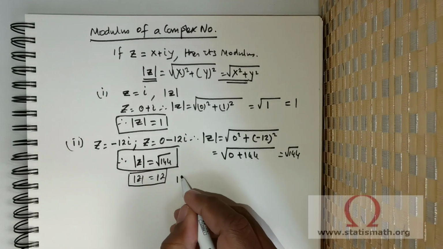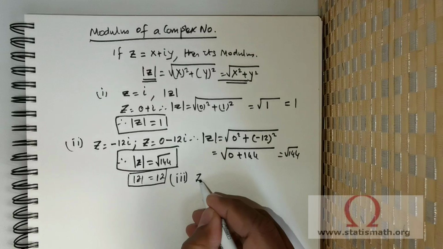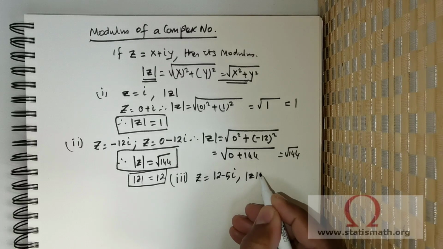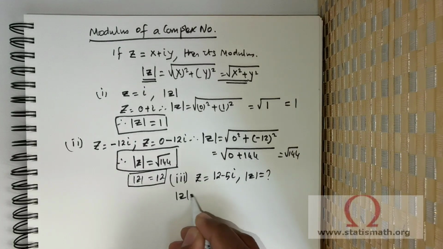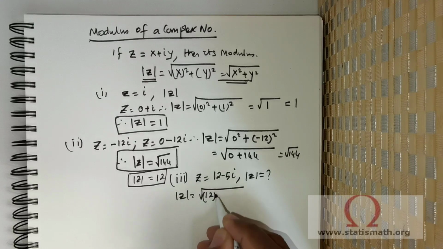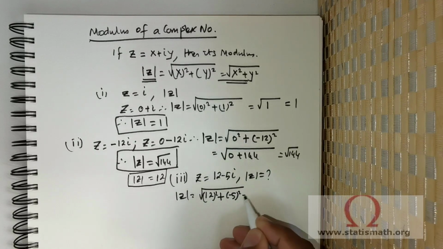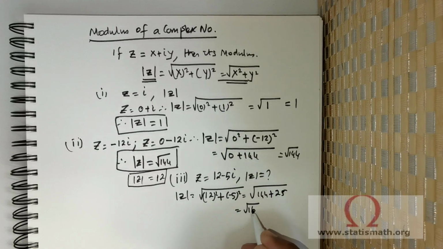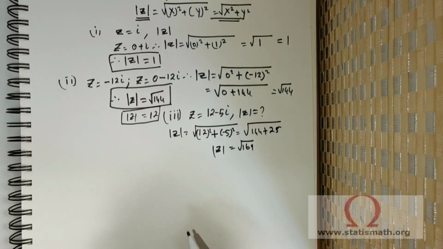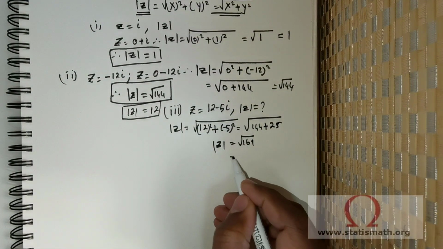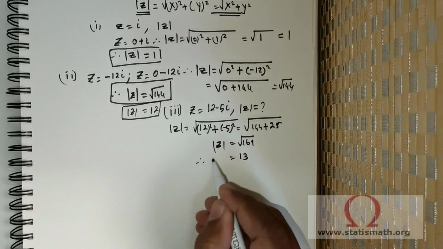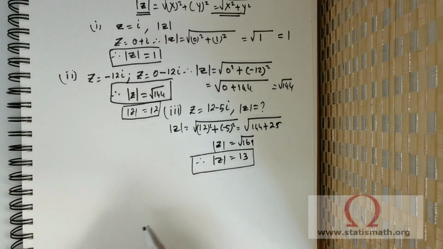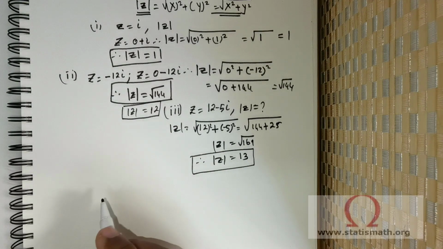Now let's move on to the third question. We are given z to be 12 - 5i. So the modulus of z is going to be root of 12 squared added with -5 squared, which is root of 144 added with 25, which is square root of 169. This is the modulus of z. But of course we know that the root of 169 is 13. So the modulus of z in this case is 13. These are the important points that you have to know.